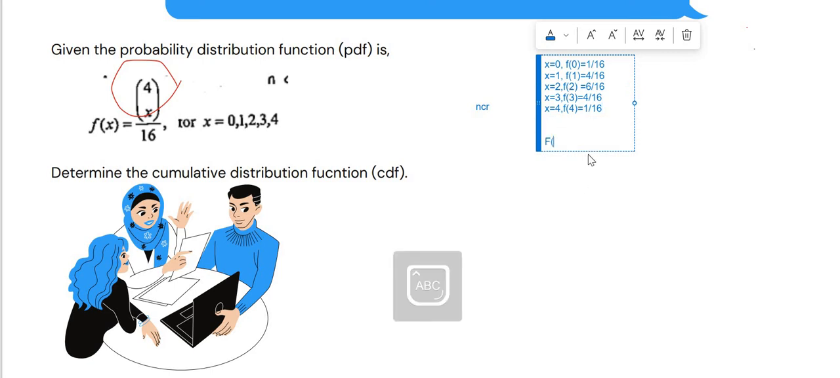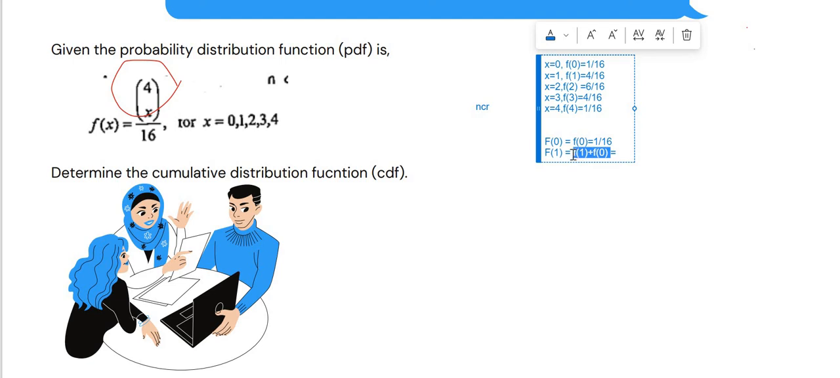Okay, next is F(0). Okay, now capital F here represents the CDF. Okay, F(0) means the probability of f(0), so it will equal 1 over 16. Okay, next F(1). So what does F(1) mean? F(1), class, means the probability of f(1) plus f(0). This one is the difference here.